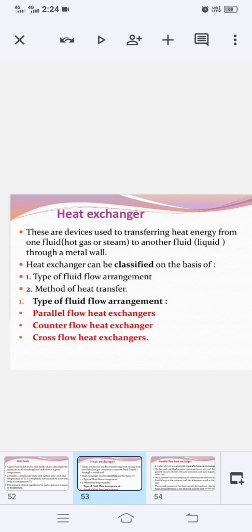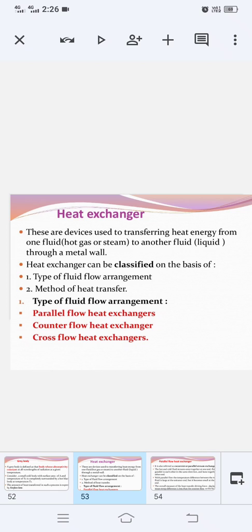Good afternoon, students. Today we'll study the rest part of our chapter, heat transfer or flow of heat. Let's now study the equipments which are being used in the transfer of heat.